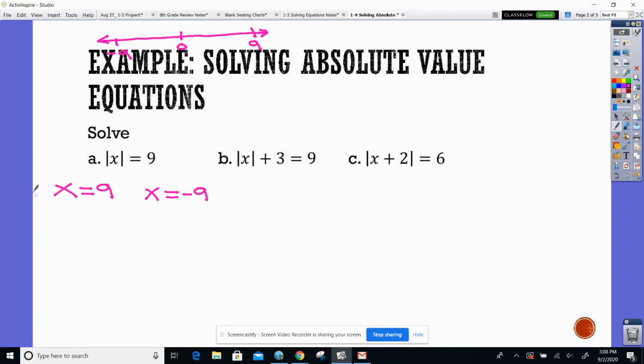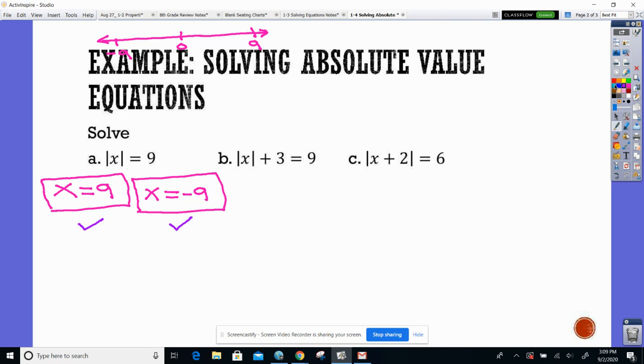Now, in more complex problems, you'll have to solve for x from here, but in this case, x is already by itself. So your two answers are 9 and negative 9. You do always want to plug your answers back in just to double check, but I'm going to do it verbally in this case because it's so simple. So if I plug 9 back in, the absolute value of 9 is equal to 9, so this one works. Then I'm going to plug this one in. The absolute value of negative 9 is also 9, so this one works as well. They both check out.